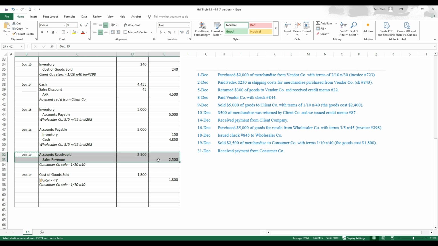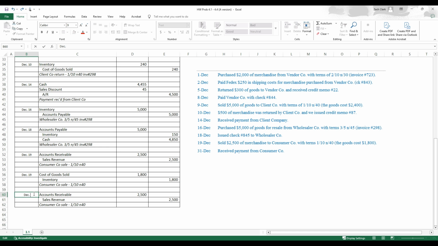So we don't really need a 3-part entry on this one. Instead, we just need a 2-line entry, what we're used to: cash for $2,500 and accounts receivable for $2,500. That reflects our total payment of 100% of the accounts receivable, because they did not pay us within the discount period.